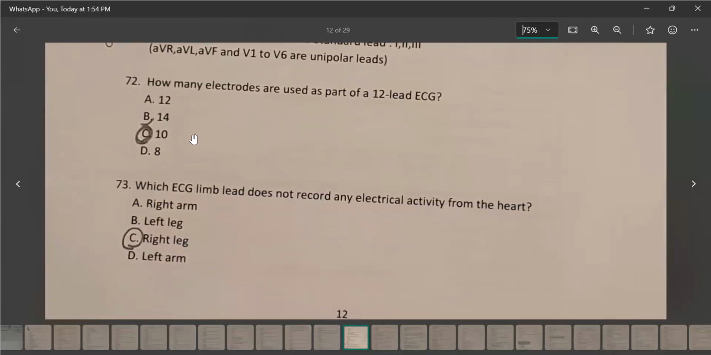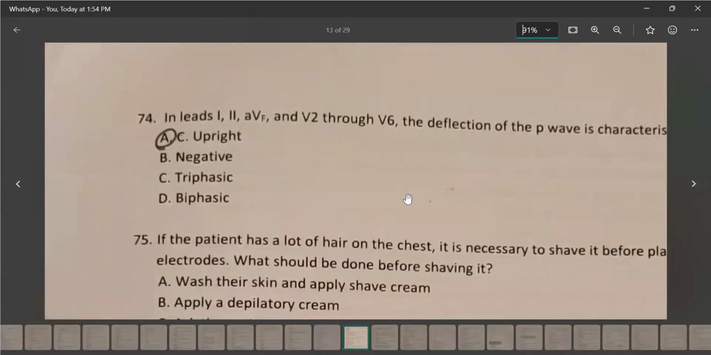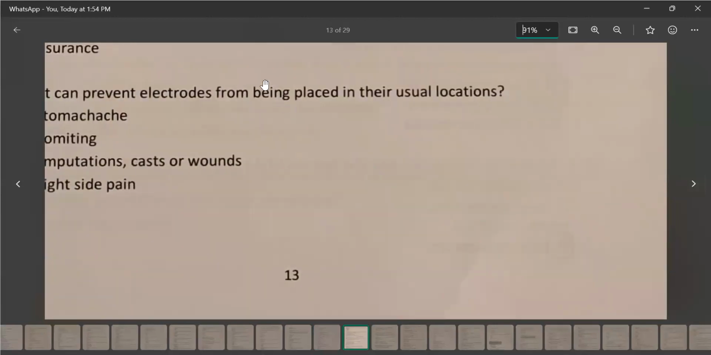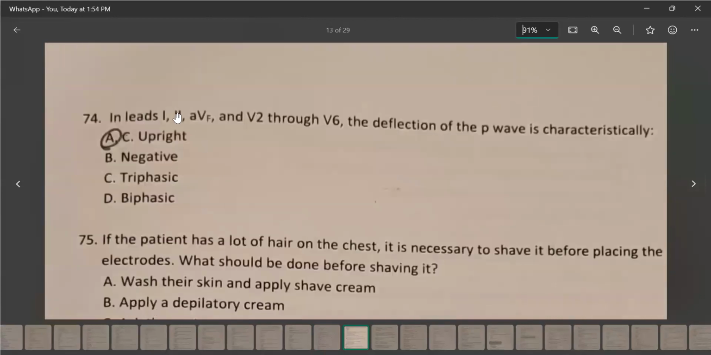72. How many electrodes are used as part of a 12 lead ECG? 10. Which ECG limb lead does not record any electrical activity from the heart? Right leg. 74. In leads 1 to AVF and V2 through V6, the deflection of the P wave is characteristically upright.